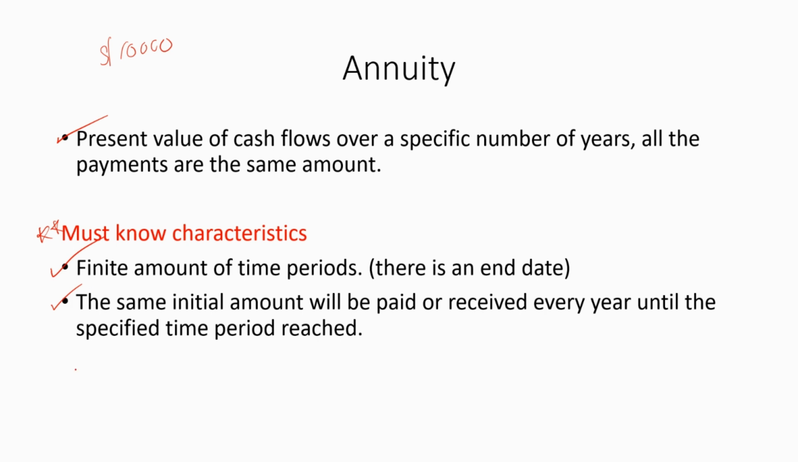This means if the cash flow is 10,000 a year, this amount will not be changed, which means year 1 there will be 10,000, year 2 there will be 10,000. Likewise, until the specific date is reached, let's say year X, this amount will not be changed. These are the two main characteristics of an annuity. These will be tested in your exam. So have a better understanding of these characteristics.